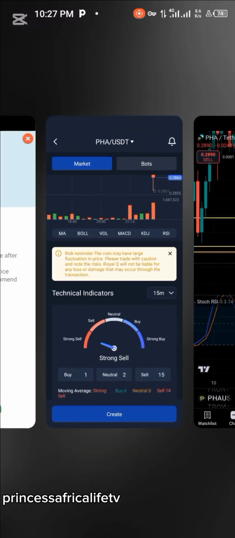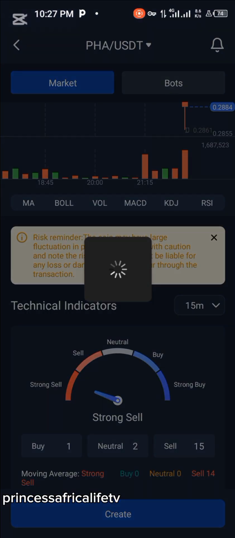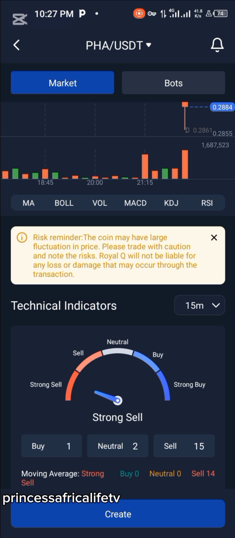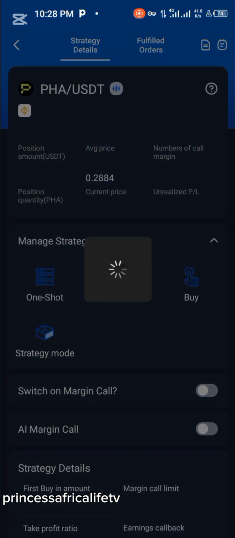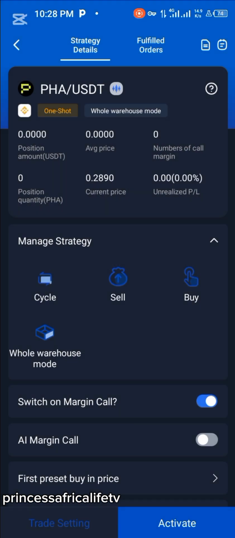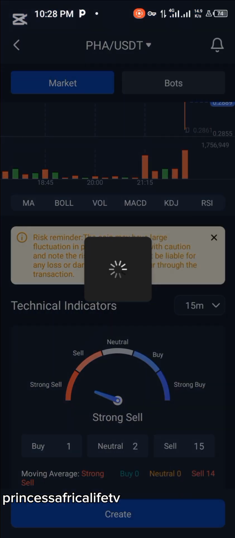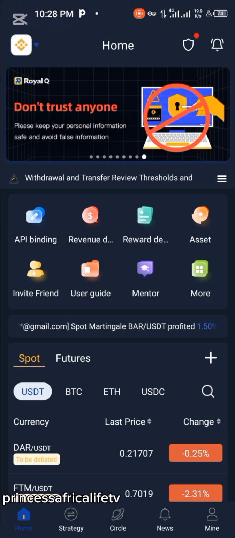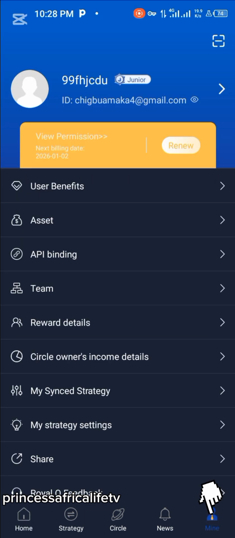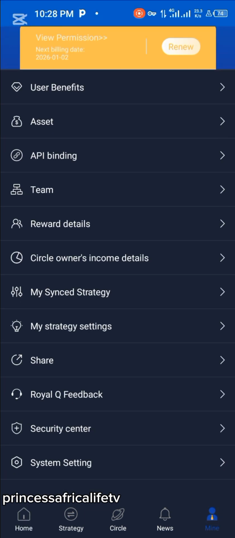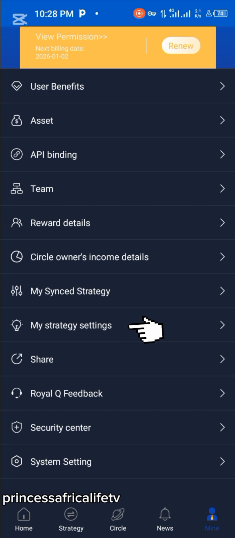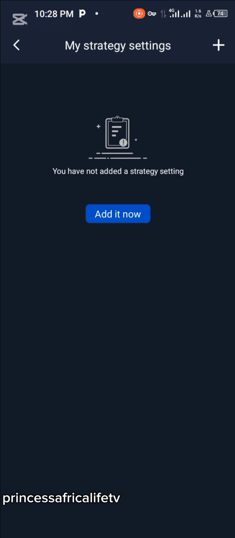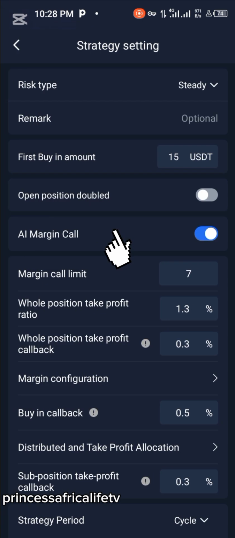So let's go to AreaQ and set our trade. It's very simple. So you come here, you click create, click your bot. Don't forget all the settings. You can as well, okay, let me do this so that those of us who don't know this. Come and click on this mine here, and then go down, click on my strategy setting here. My strategy setting. You click on it. Now there's no setting in this particular account. Okay, you have not added any settings. So we'll come here to say add. Okay, now this is it.